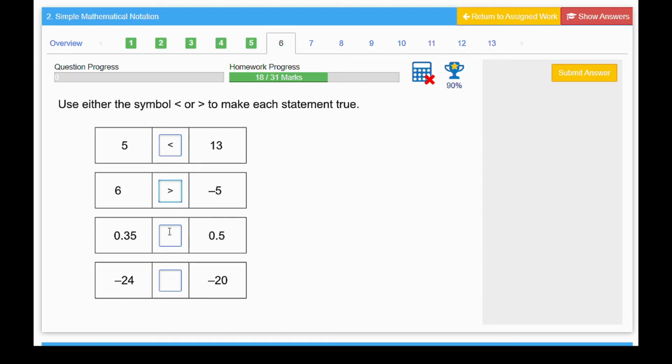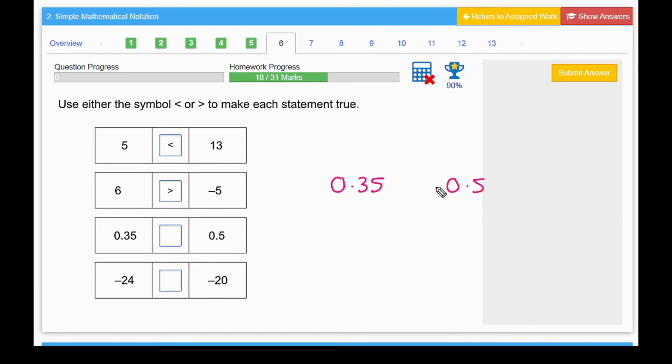-5 is smaller. Now here we're moving on to decimals. Now again, be careful with decimals, because here we've got 0.35, and then this you would say is 0.5. And you think, 35 is bigger than 5, so 0.5 should be smaller, when actually it isn't. So here we've got 0.35 and we've got 0.5.